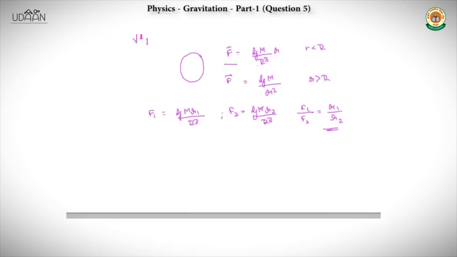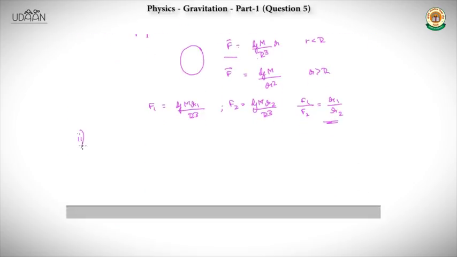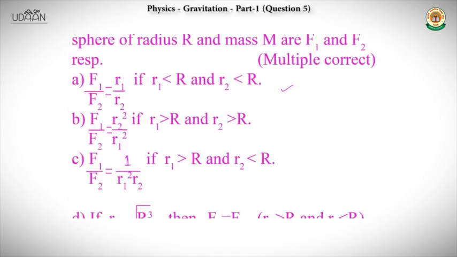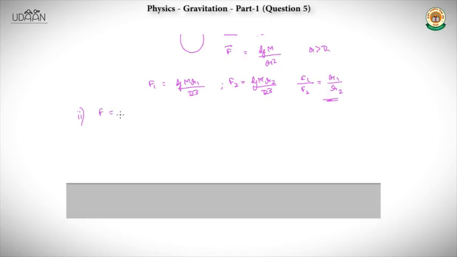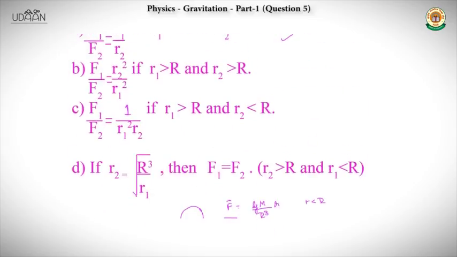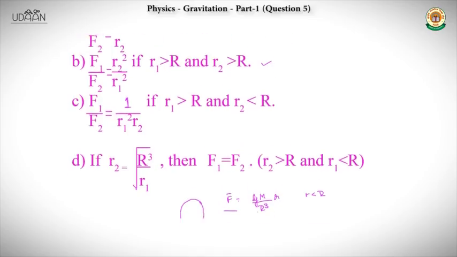Fine. Now the second option, I'll read it down for you. r1 and r2 are outside the sphere. So in this case, the field would be equivalent to GM upon r square. So F1 would be proportional to 1 upon r1 square, and F2 would be proportional to 1 upon r2 square. So therefore F1 upon F2 would be equivalent to r2 square upon r1 square. So this option is also correct, the second one. Fine. Now coming on to the third option.